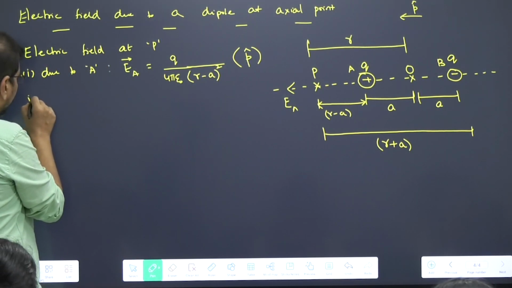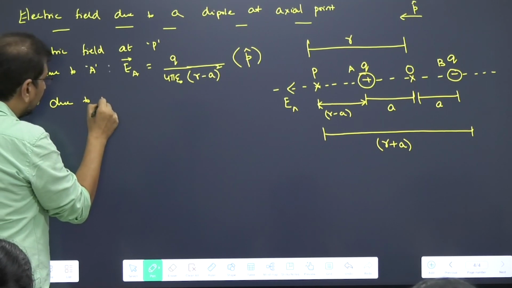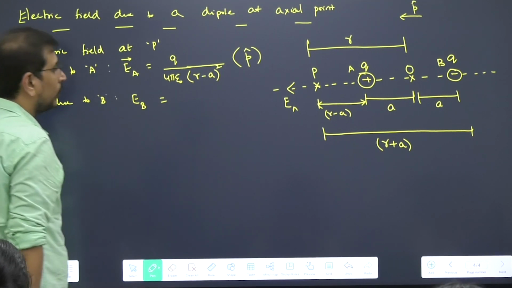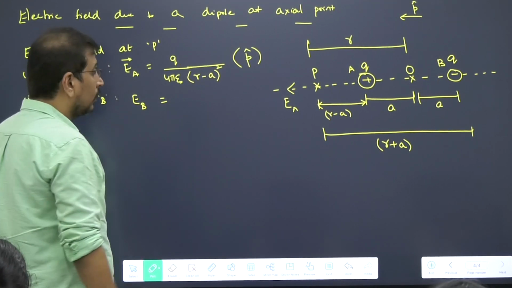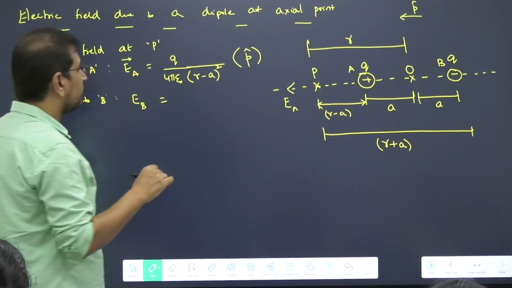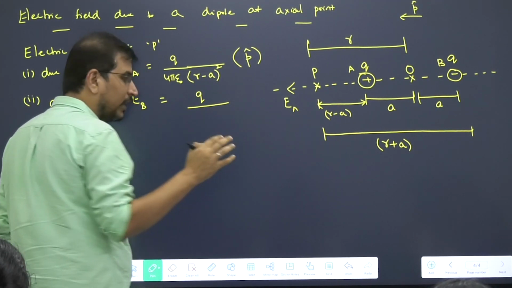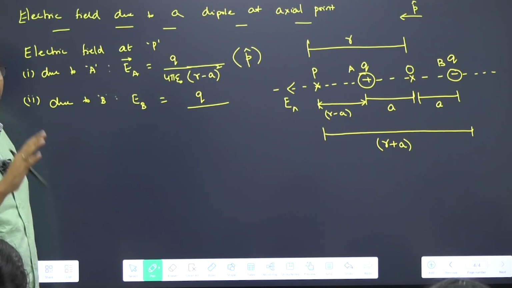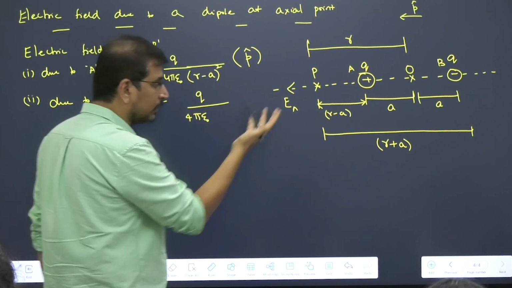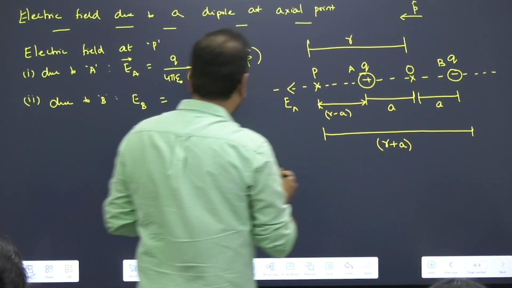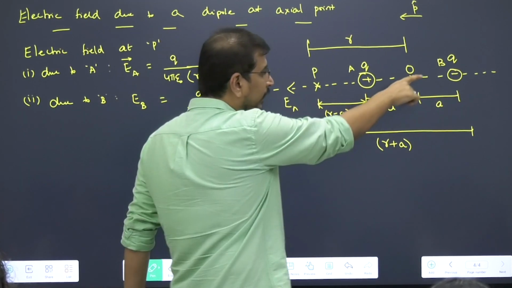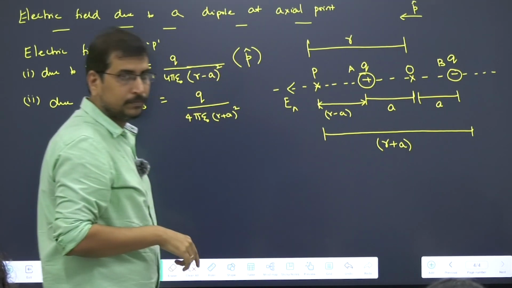Okay. Next question. Due to B, EB is equal to, what will you write? Should I write Q or minus Q? You should write it as Q only. So wherever you're dealing with vector, never take the sign of the charge into consideration. So Q divided by 4 pi epsilon naught. Very simple. Now you tell me R plus A. Simple, right?